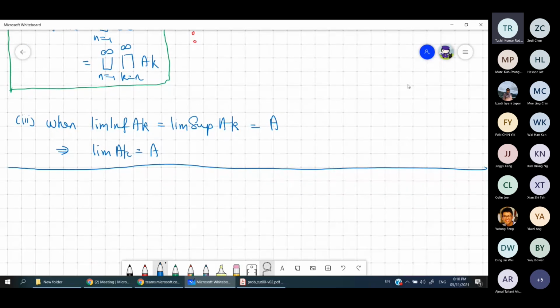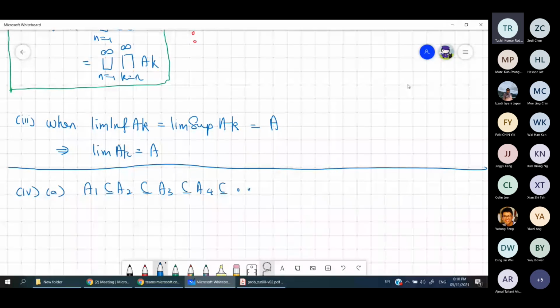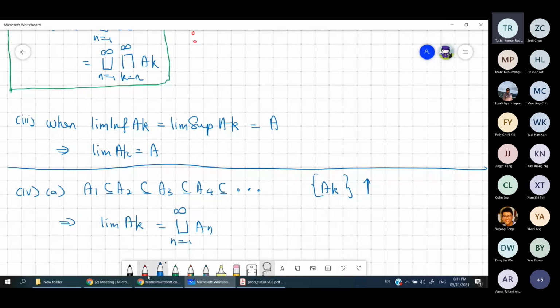We also have two extreme cases for this definition. Case number one: supposing we have an increasing sequence, let's say A1, A2, A3. In this case, we say that our Ak is an increasing sequence. When we have an increasing sequence, the limit always exists. So we can directly compute it: the limit of Ak always exists, and it is equal to the largest of them. We just need to combine all of them. So in this case, the limit always exists.